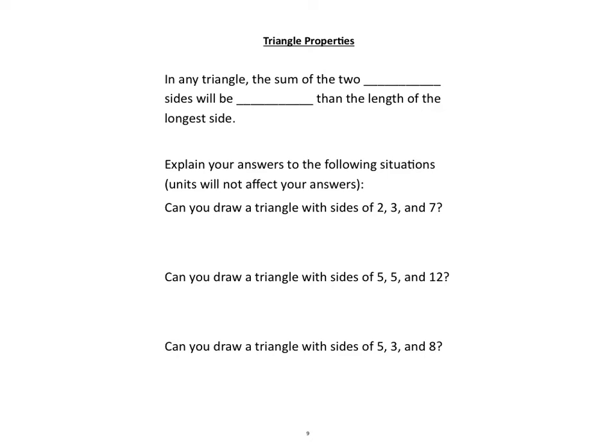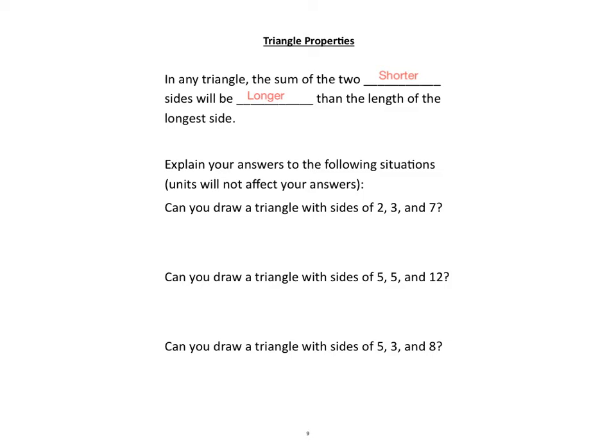In looking at geometric properties starting on page 9, you'll notice that it says that this unit is going to deal with triangles and angles and the relationships that they share with one another. So starting off, we have the sum of the two shorter sides will be longer than the length of the longest side.